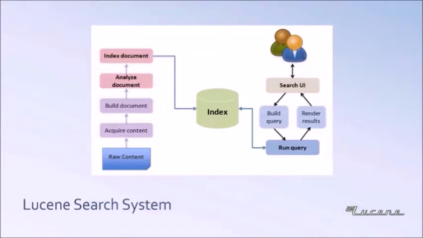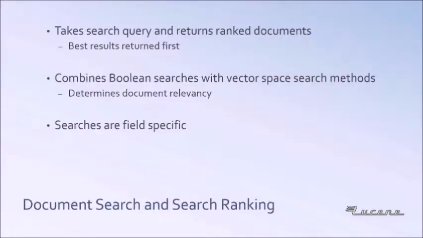In the following slides, we will provide insight as to how Lucene analyzes a document, indexes a document, and performs document search and search ranking through search queries and search scoring, followed by a quick demo to show how it all works. The Lucene Search API takes a search query and returns a set of documents ranked by relevancy, with the best results returned first. Lucene scoring uses a combination of the vector space model and the Boolean model to determine how relevant a given document is to a user's query.